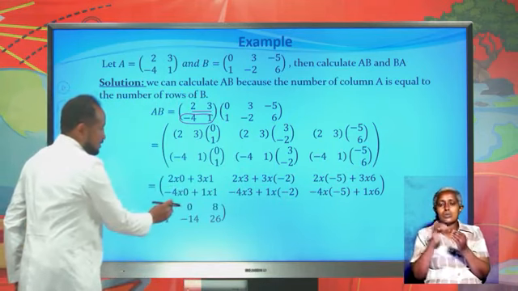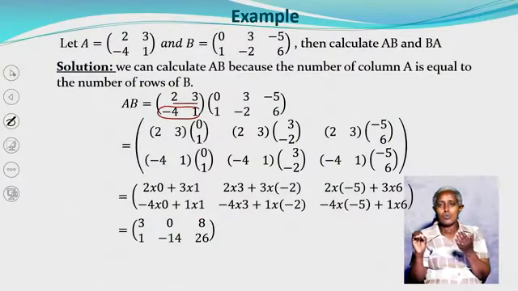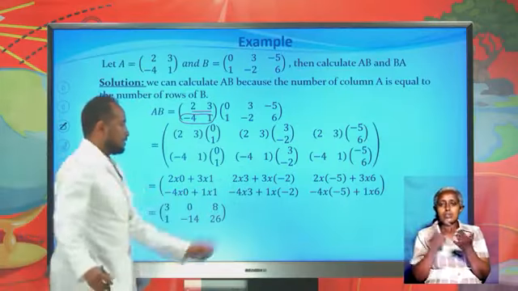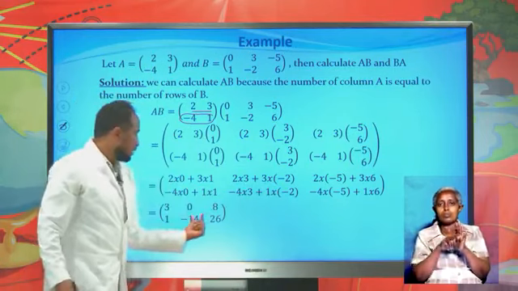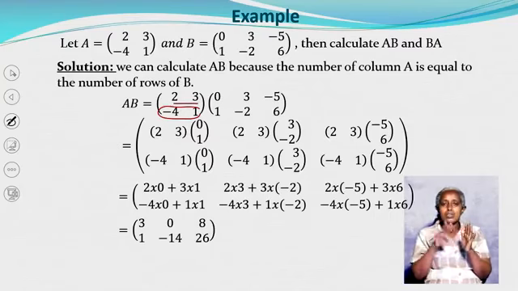0 plus 3 is 3. 6 minus 6, this one is 0. This is negative 10 plus 18, it is 8. This part, 0 plus 1, it is 1. This part, it's minus 12 minus 2, it is minus 14. The other part, negative 4 times negative 5 is positive 20. 20 plus 6 is 26. So the product of these two matrices is this one.